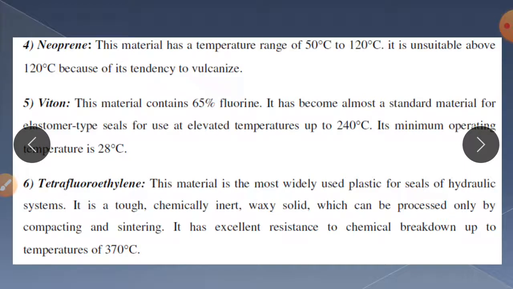Neoprene. This material has a temperature range of minus 50 degrees to 120 degrees centigrade and is unsuitable above 120 degrees because of its tendency to vulcanize. So that is the limitation of neoprene. Viton. This material contains 65% fluorine. This has become almost a standard material for elastomer type seals for use at elevated temperatures up to 240 degrees centigrade. Its minimum operating temperature is minus 28 degrees centigrade.